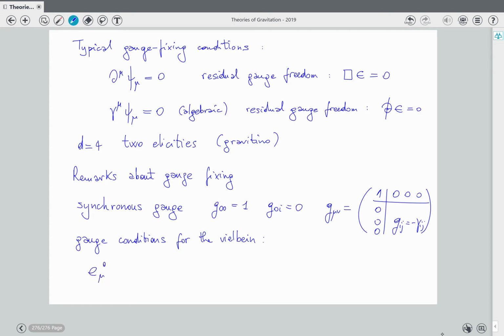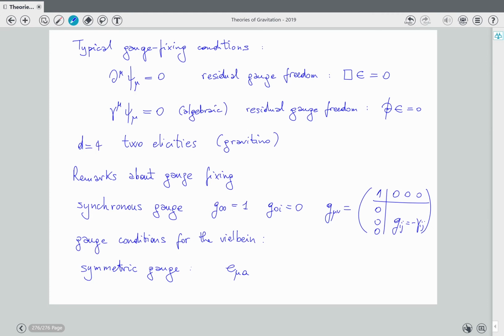Let us recall that e_mu^A, well, the first, let's say most popular gauge condition is the symmetric gauge. What does it mean? That basically e_mu^A should be symmetric. Now these two indices are different indices, so that means that you have to break everything basically. You break not only Lorentz symmetry.